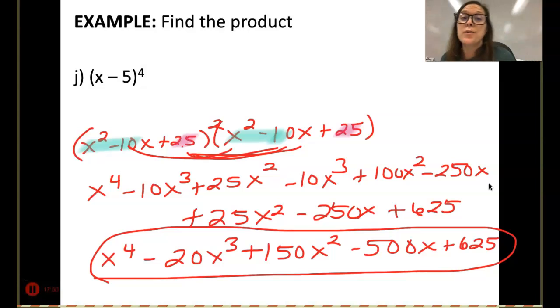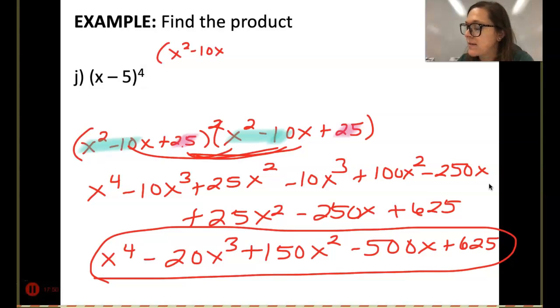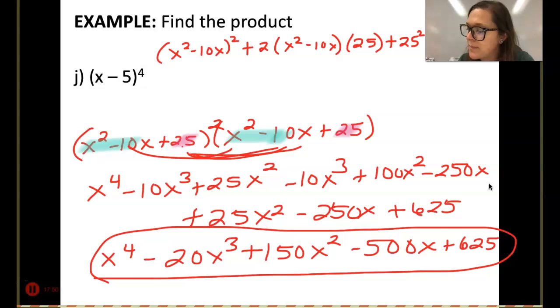Now, if you wanted to use the actual trick to do that, where I think about the green being my first term and the red being the second term, you square the first. My first is x squared minus 10x, right? And then the middle term comes from 2 times your first, so x squared minus 10x, times the last, which in this case is 25, plus squaring the last, so 25 squared. So squaring this first binomial gets me x to the fourth for my first. That would be 100x squared for the last.